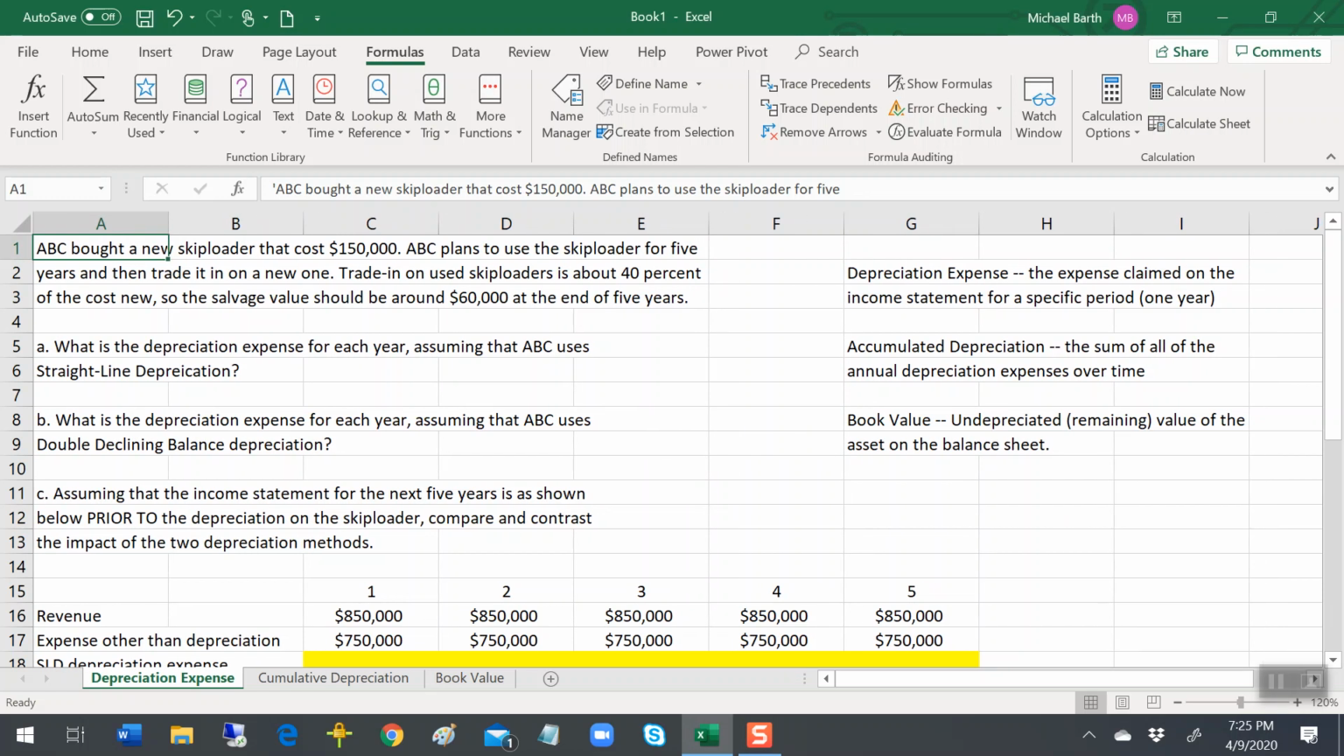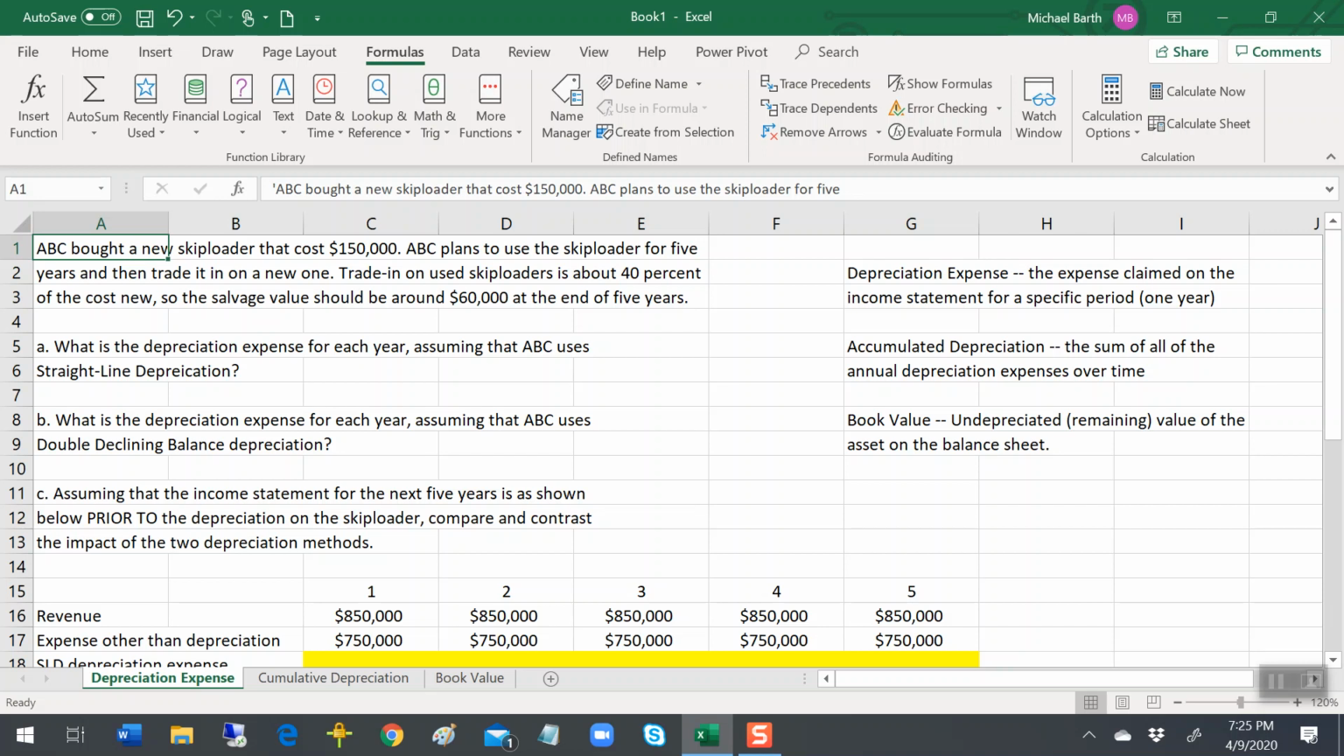All right, we're going to go through this problem and look at several definitions. Depreciation expense. That is the annual expense that you're going to take on depreciating equipment each year on your income statement. It's an expense.